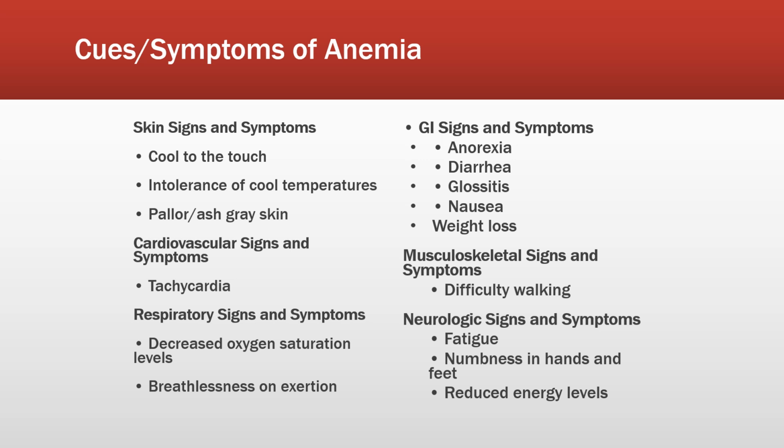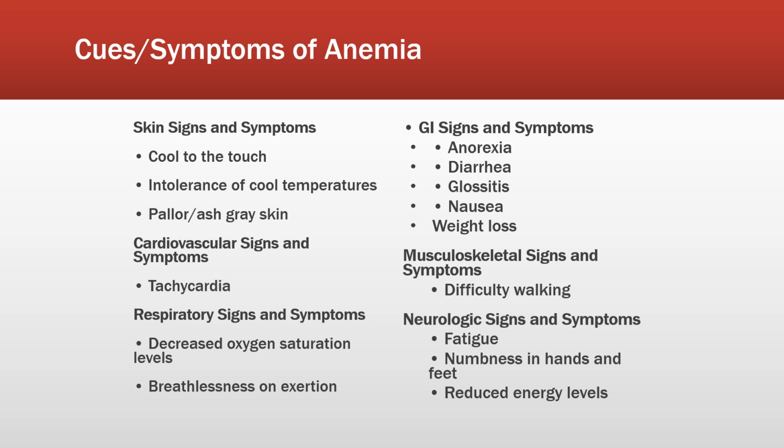GI symptoms: the patient can have anorexia, they can have diarrhea, glossitis, which is inflammation and swelling of the tongue. That's particularly common with your vitamin B12, and I'll go over more of those in a minute. They can have nausea, and they can definitely have weight loss. Musculoskeletal, they may have difficulty walking. Neuro, again, fatigue. They may have numbness in the hands and feet, and reduced energy level, as I mentioned earlier, with shortness of breath on exertion and fatigue.